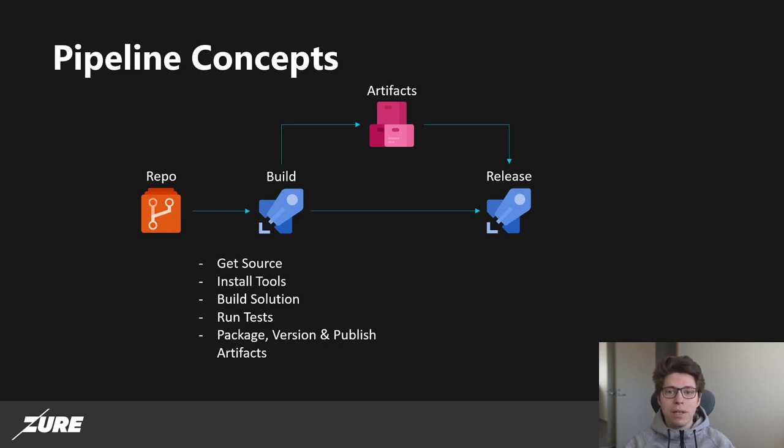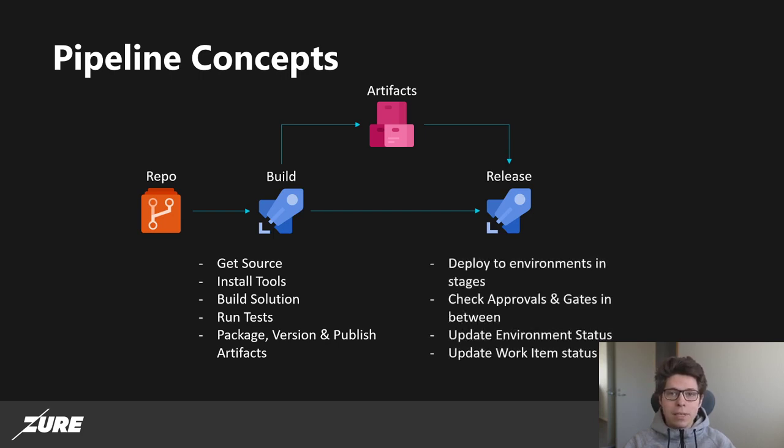So you don't need to have a single pipeline doing the whole build and release structuring. But the release pipeline, anyway, has these kinds of tasks. As the name says, it releases to environments in different stages, and it can check approvals and gates in between.